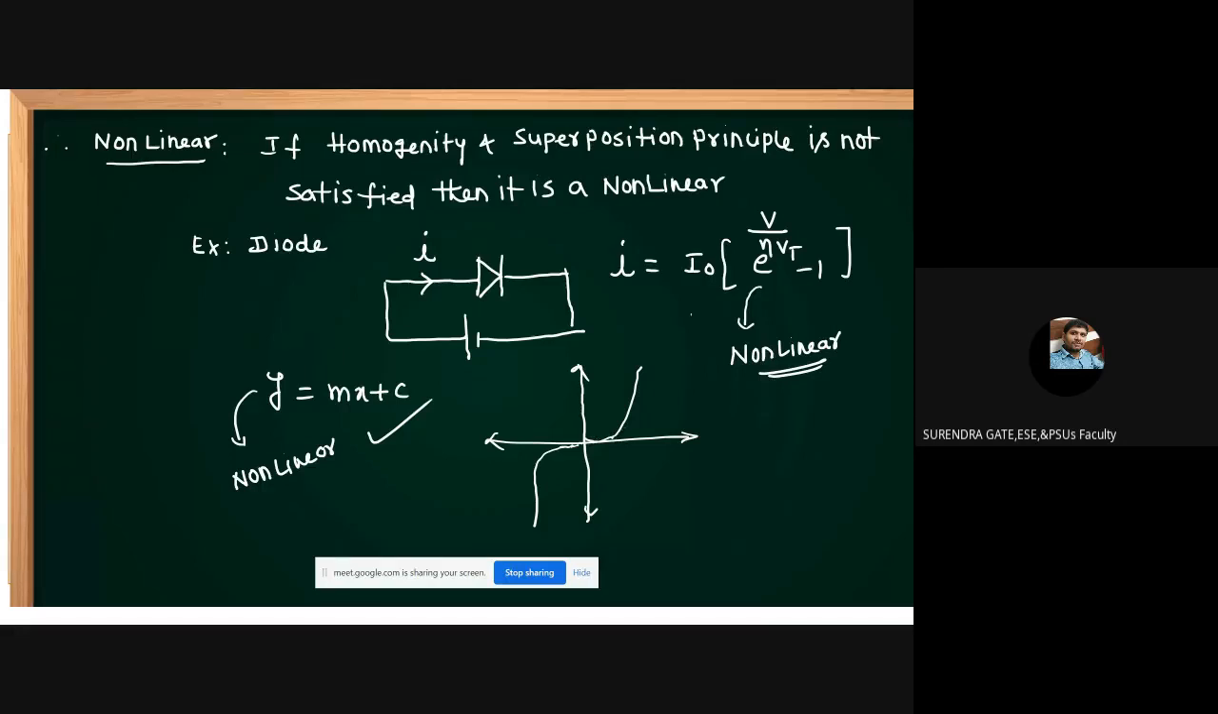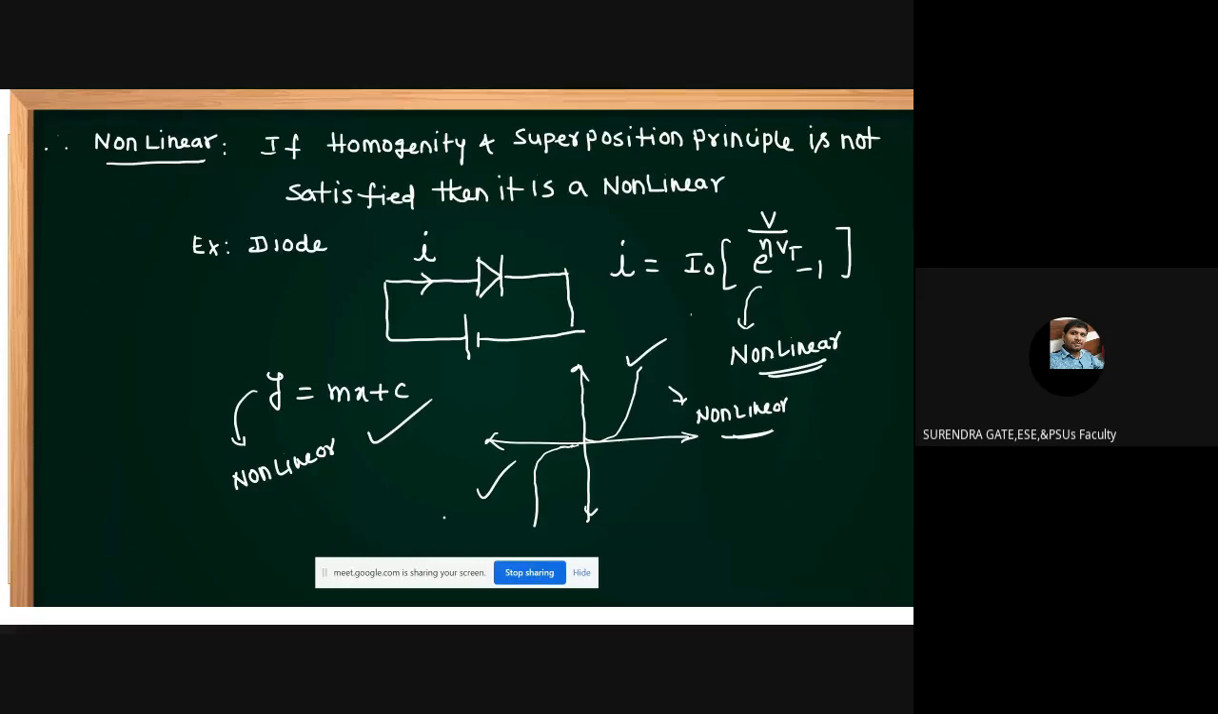No, it is not following the same characteristics in both the directions. That's why it is non-linear. It is not one equation of a straight line. This characteristic is different. That's why it is treated as non-linear.